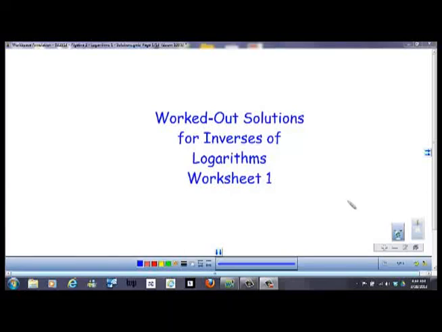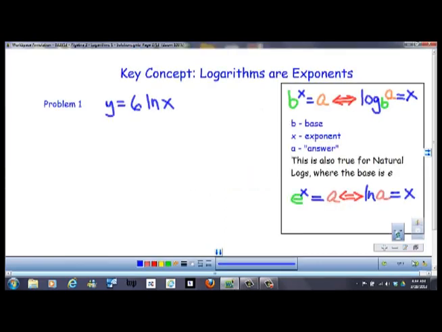Okay, welcome to our solutions for finding inverses of logarithms on worksheet 1. Problem number 1 is y is equal to 6 times the natural log of x.